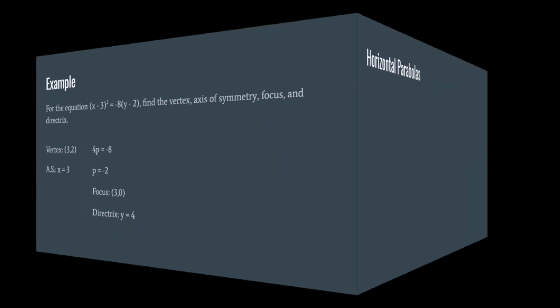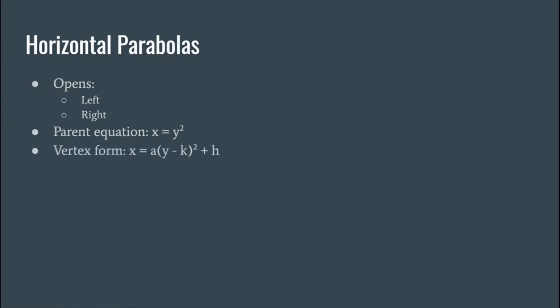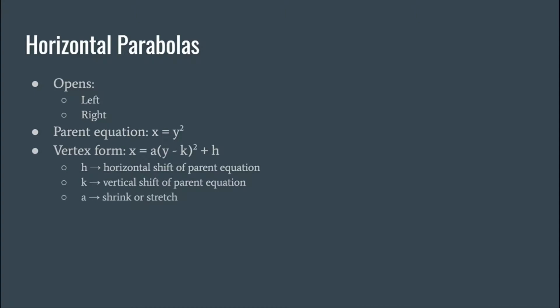Okay, so let's take a look at some horizontal parabolas. So remember, horizontal parabolas open left and right, and you see them in this form where y has the exponent. Okay, so vertex form looks similar. The only difference is, well, remember k is the y-coordinate of the vertex, so it stays with its corresponding variable. Okay, so all the different parts are still the same.